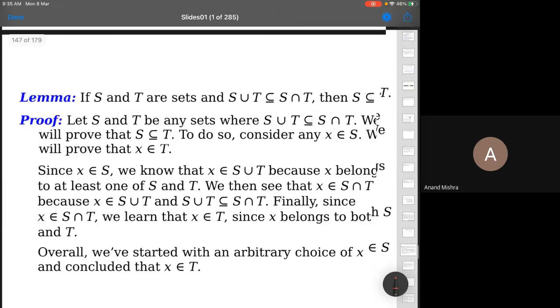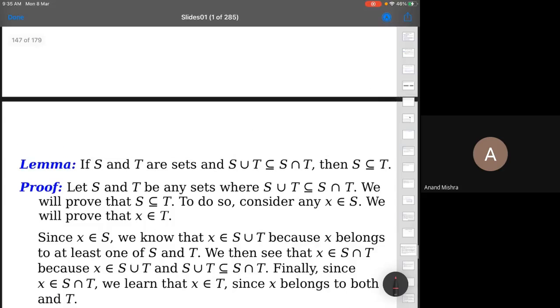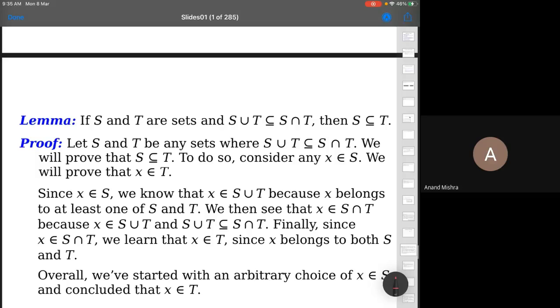Now the thing is, how do you prove that S and T are equal? Anyone from this? Sir, we have proved that S is a subset of T. Similarly, we can prove that T is a subset of S. Then only one condition remains, that these are equal. Right. So how do you prove T is a subset of S?